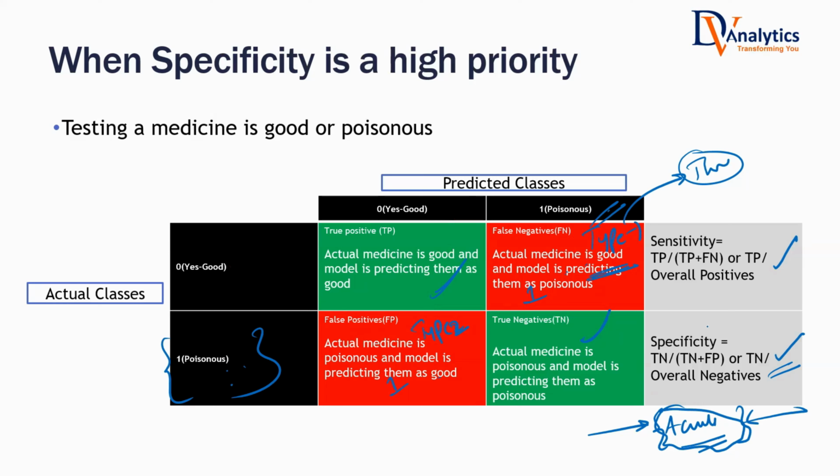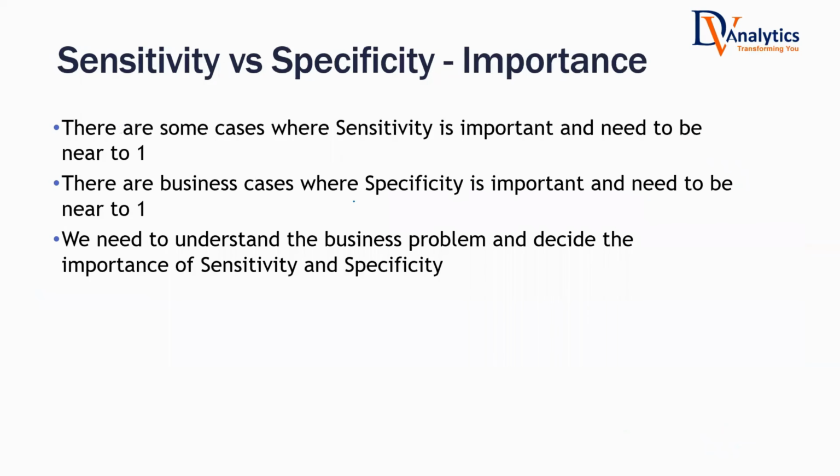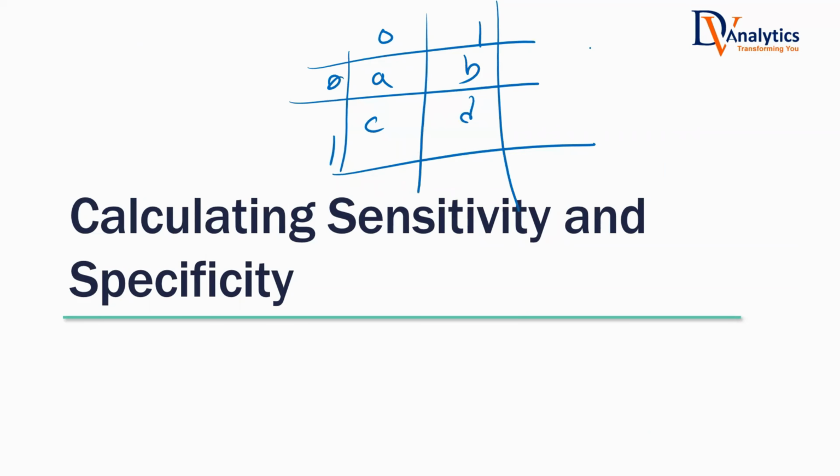But the calculation of sensitivity, specificity, though these terms are looking very complex, the calculations are pretty simple. Yes or no? Let me give you the confusion matrix once again. Let's say this is class 0, this is class 1, this is class 0, this is class 1, this is A, B, C, D. Tell me the calculation of sensitivity. A divided by A plus B. Very good. Tell me the calculation of specificity. D divided by C plus D. These are right predictions.